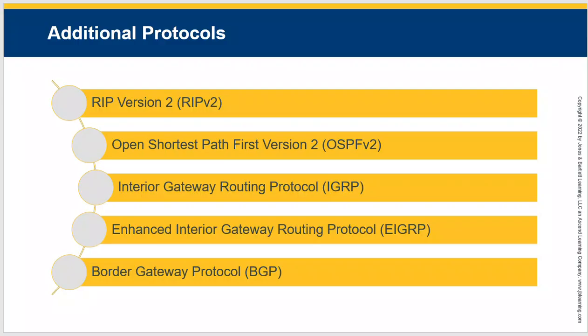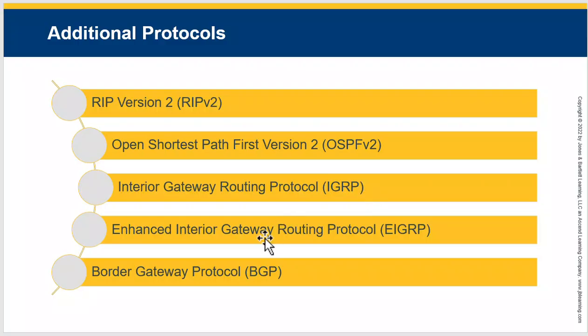Okay, RIP version 2. This came out in 1998, and it was an improvement over the original RIP. OSPF was even better. Interior Gateway Routing Protocol. This was Cisco's proprietary protocol. I can't remember what year, but at some point they made this open source. They basically made the code for IGRP available to other vendors if they wanted to use it.